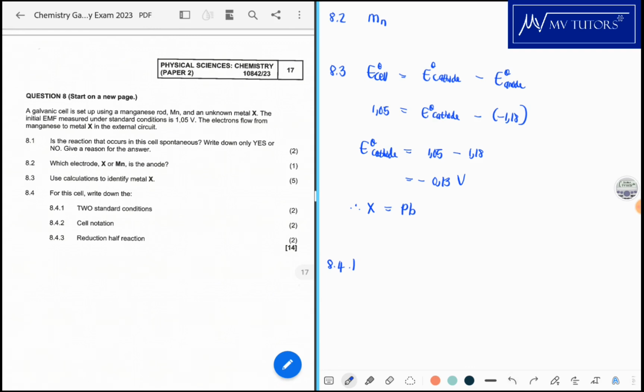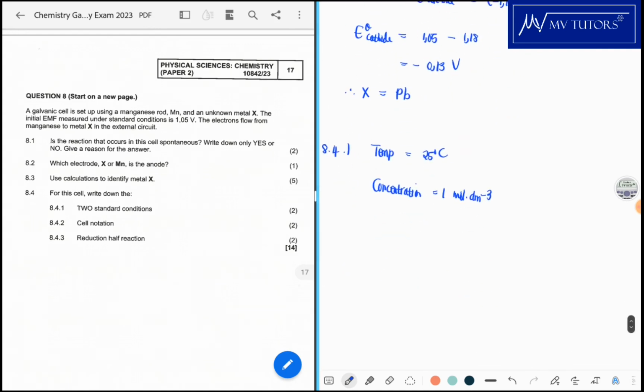Okay, standard conditions. Well, we would have to refer to temperature and concentration, okay, not pressure this time around. So when it comes to temperature, what are we expecting? 25 degrees, so you can convert that to Kelvin, okay, 25 degrees Celsius. And concentration, basically that would have to be 1 mole per cubic decimeter. And then 8.4.2, write down the cell notation, okay, the entire cell notation.